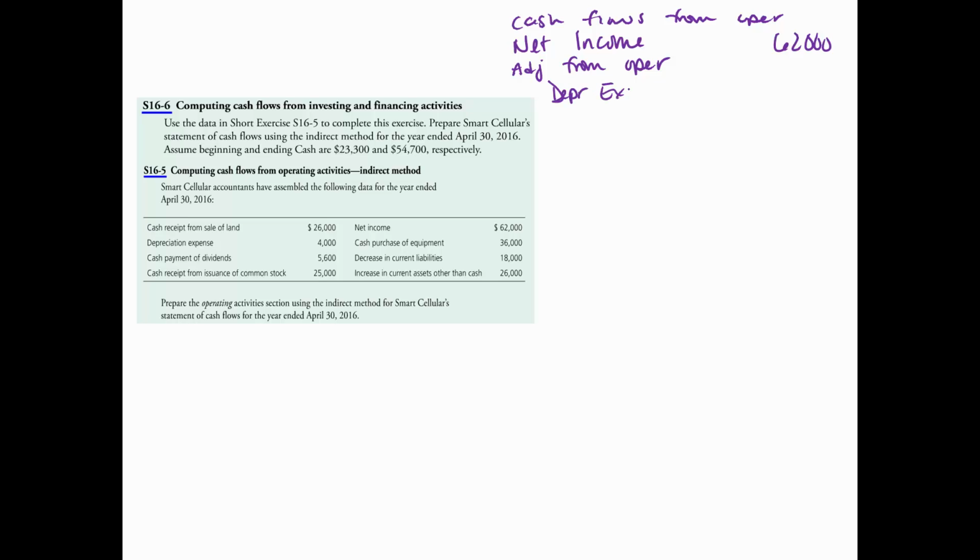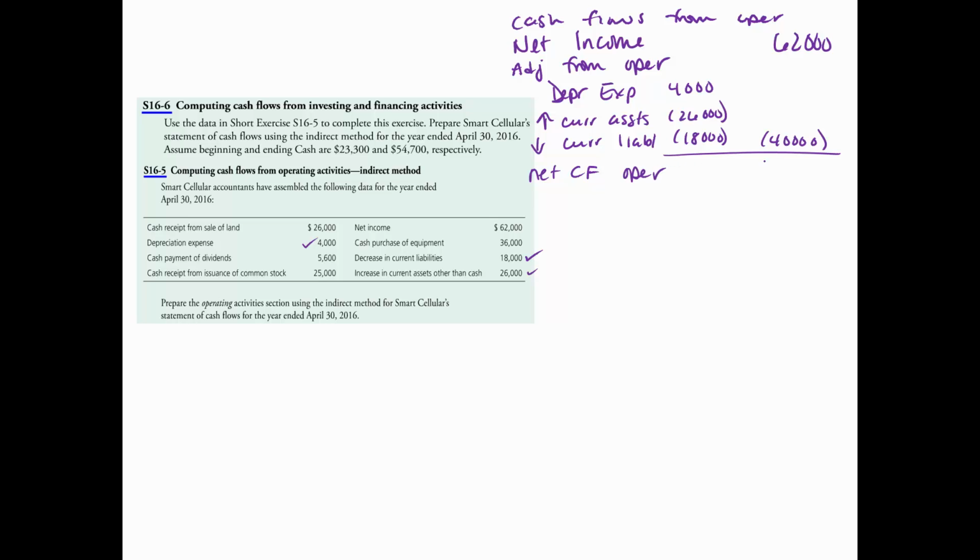So depreciation expense, I add that back in, so that's 4,000 positive. Increase in current assets, right? So that's a negative 26. And decrease in current liabilities was 18,000. That's this one. So that was the negative 40. And so net cash flows from operating was 22.